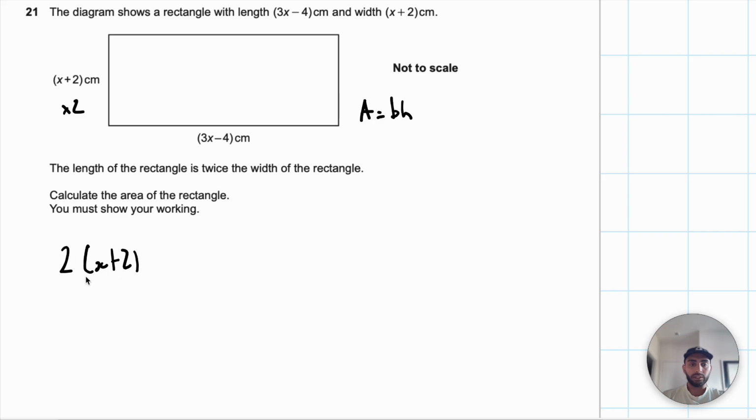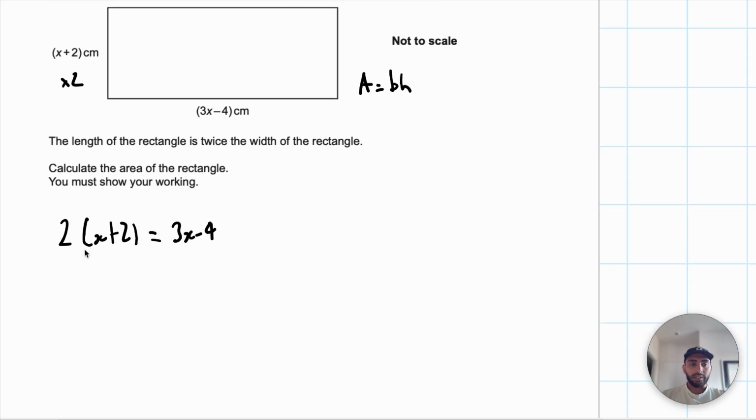That's in a bracket because I need to multiply all of it by 2, is equal to 3x minus 4. Let's solve this. I need to expand this bracket out first, so I'm going to multiply the 2 by the x, which is 2x. 2 times 2 is 4, is equal to 3x minus 4.